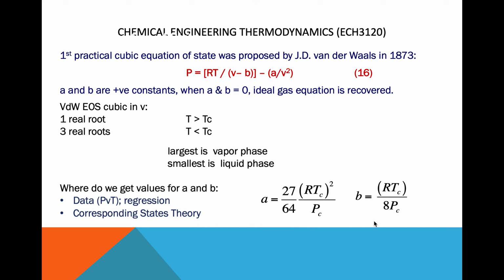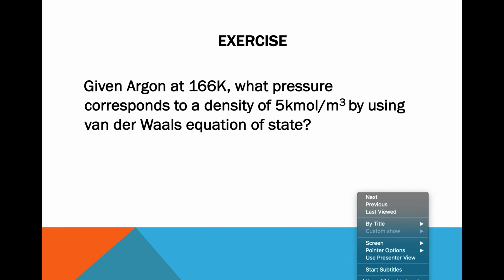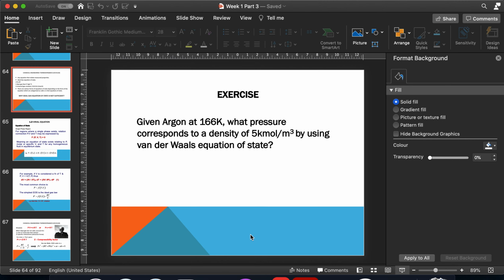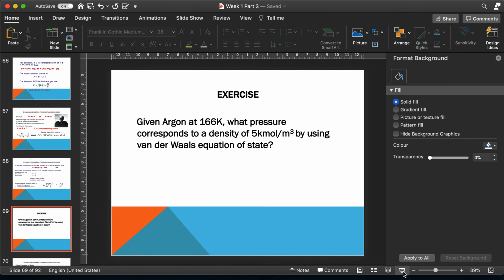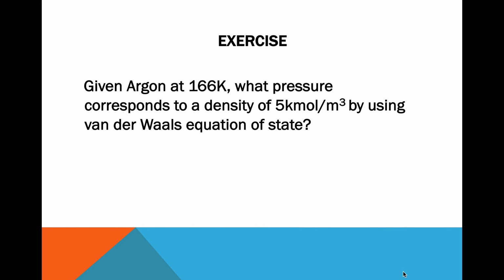And how do you get the TC and PC? Actually, I don't want to tell you yet, but I hope that you really know. So I want to go straight to the question. Given argon at 166 K, what pressure corresponds to a density of 5 kilomole per meter cubed by using the van der Waals equation of state?